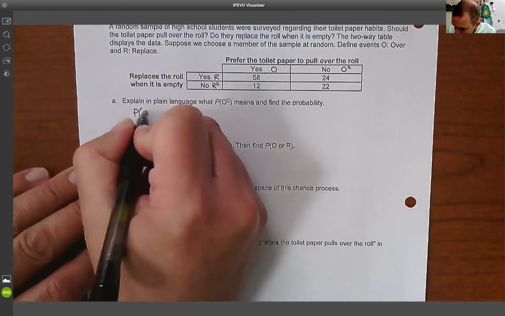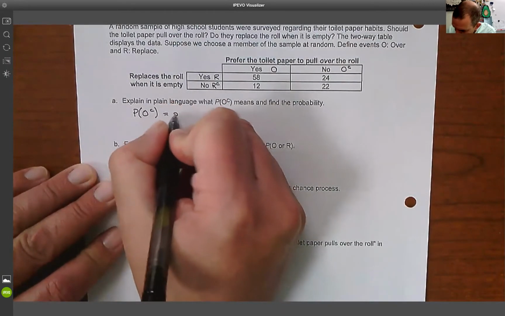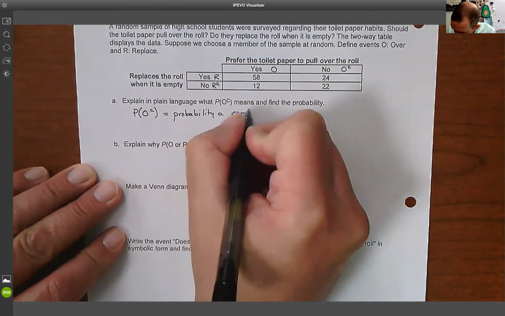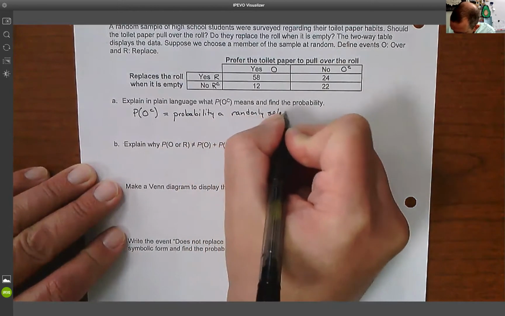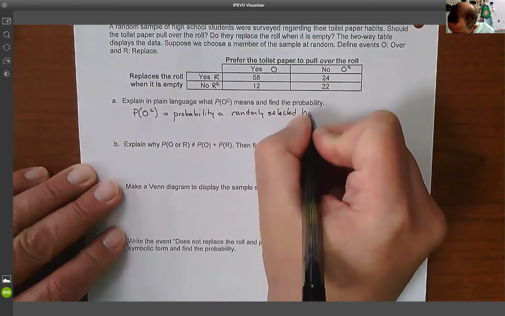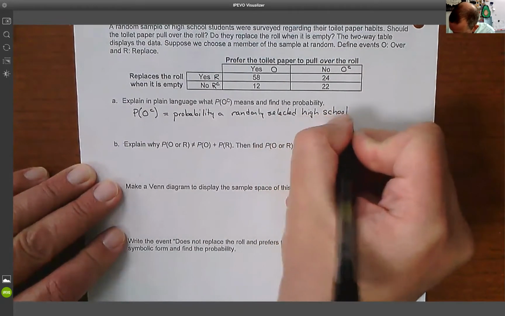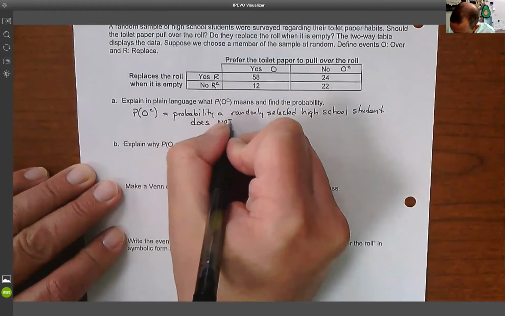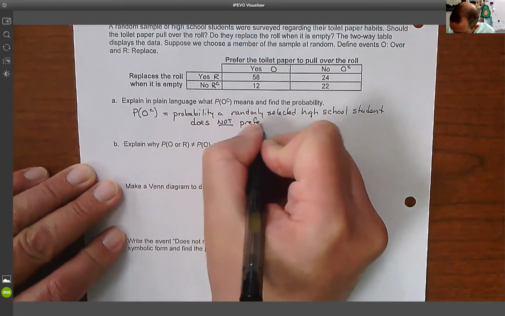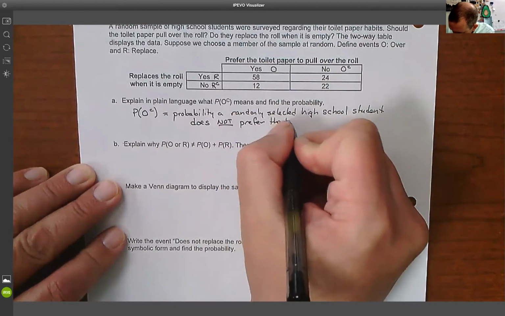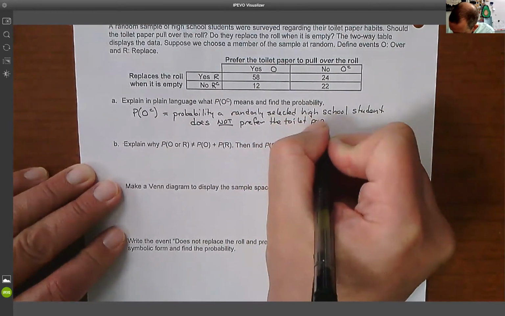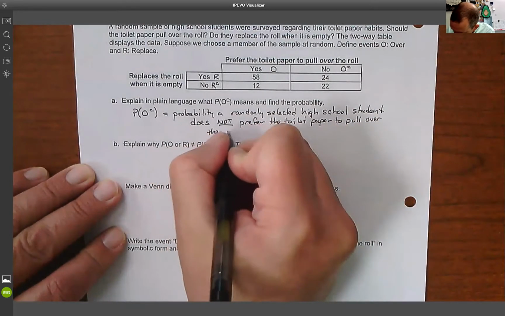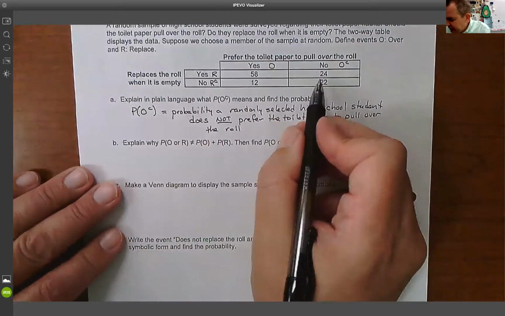So what does P of O complement mean? It means the probability a randomly selected high school student does not prefer the toilet paper to pull over the roll. Okay, and what it is basically, it's these people right here.